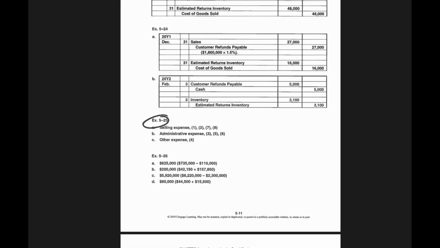Number 3, insurance expense on the office, administrative. Number 4, interest expense on a notes payable. Interest expense on a notes payable would fall into that other category. Number 5, rent on an office, again, administrative. Salaries of office, again, administrative. Salary of sales manager, of course, selling expense. And then sales supplies, again, sales or the selling category.